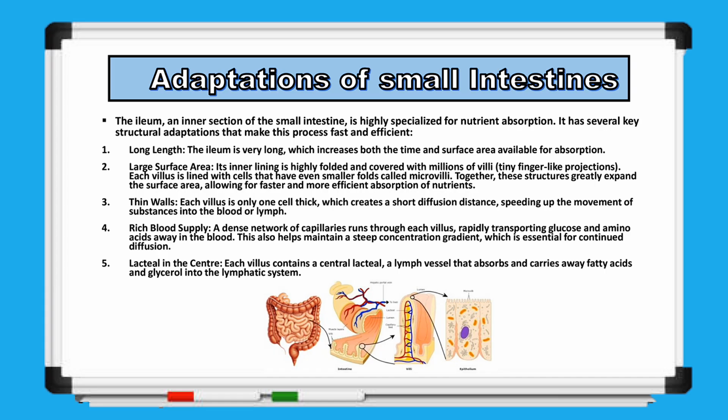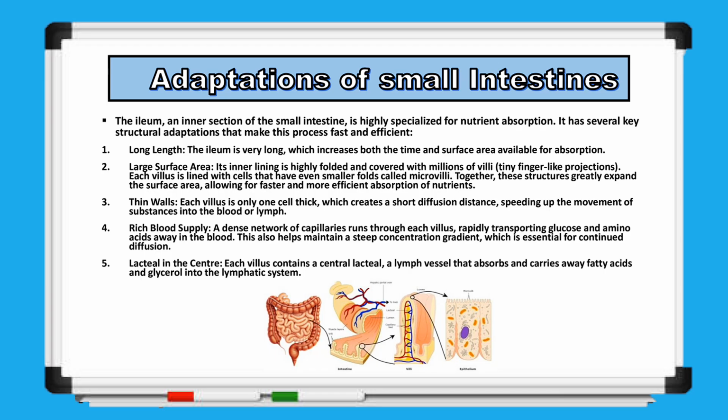Third, the walls of each villus are extremely thin, just 1 cell thick. This provides a very short distance for diffusion, which speeds up the movement of nutrients into the blood or lymph. Fourth, there is a rich blood supply. Each villus contains a dense network of capillaries that quickly carry glucose and amino acids into the bloodstream. This constant flow of blood also helps maintain a steep concentration gradient, which keeps diffusion happening efficiently.